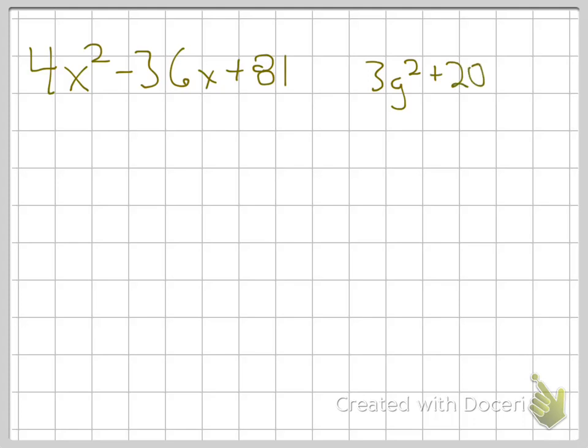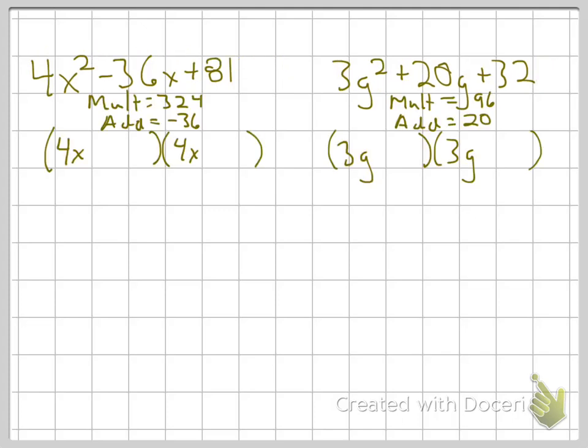All right, let's go 4x squared minus 36x plus 81. And just do that one. No, we didn't. 3g squared plus 20g plus 32. All right, 324 is a product, adds to negative 36. Any ideas? Negative 18 and what?